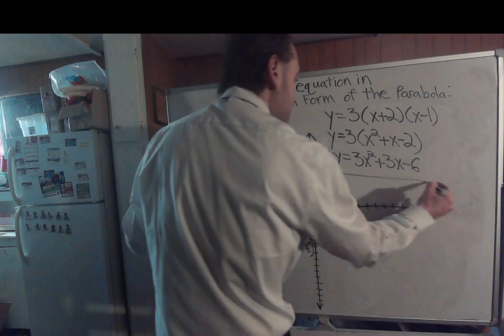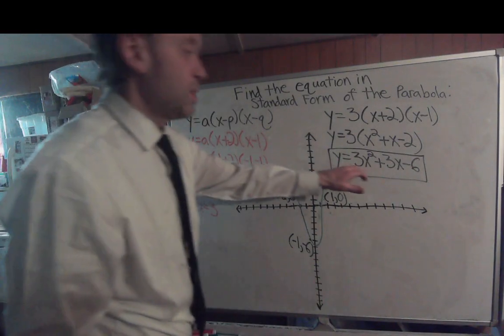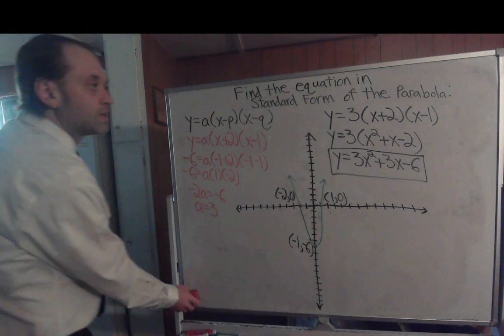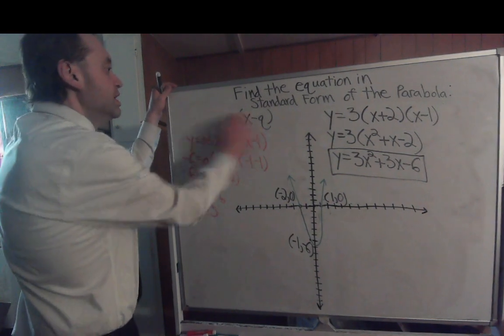So that would be the equation for this parabola in standard form. Y equals 3x squared plus 3x minus 6. And I got one more like this, and then we'll move on to the last form.